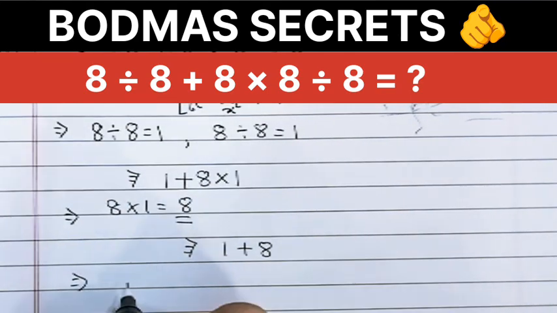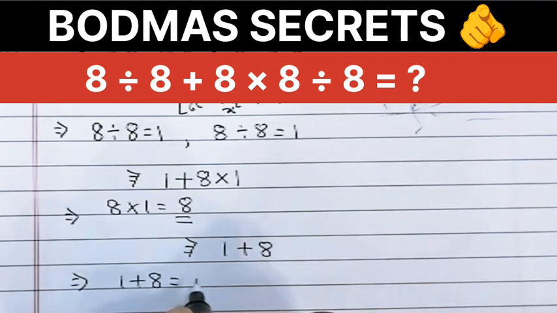Finally we add the terms. 1 plus 8 equals 9, and this is the final operation left to reach the simplest form. So the final result is 9.